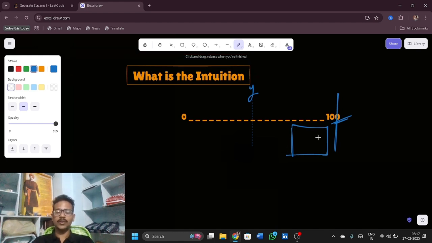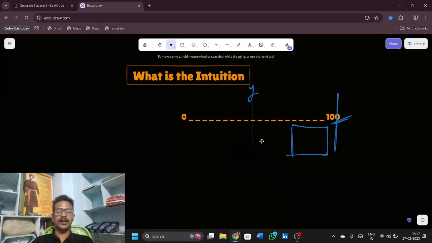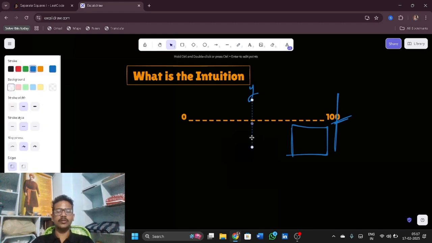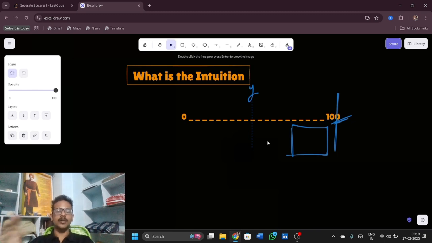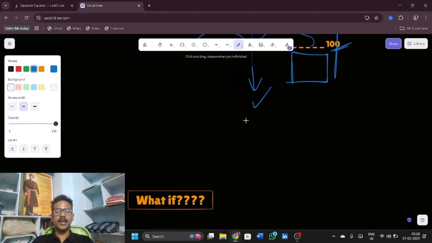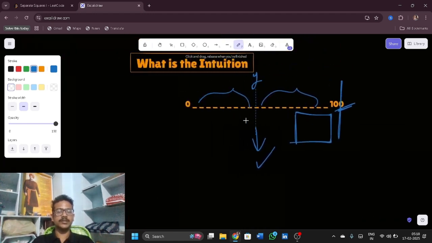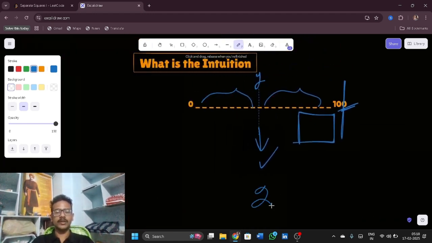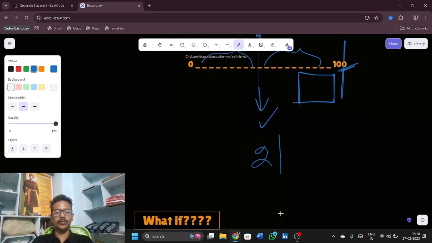Now I need to have something like this line. I need to find out this line where the area to the upper and the lower, the area to the right and the left will be equal. I need this line where this area and this area are equal. So imagine, just imagine that I have the area to the left is 2.